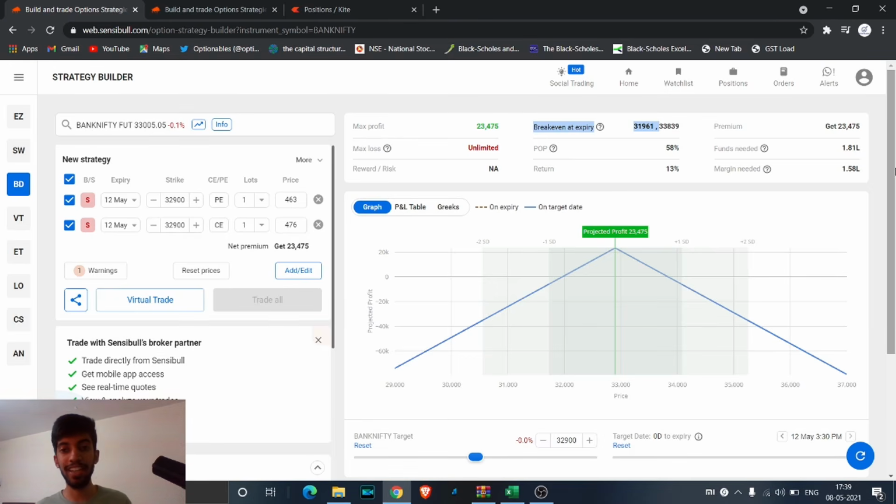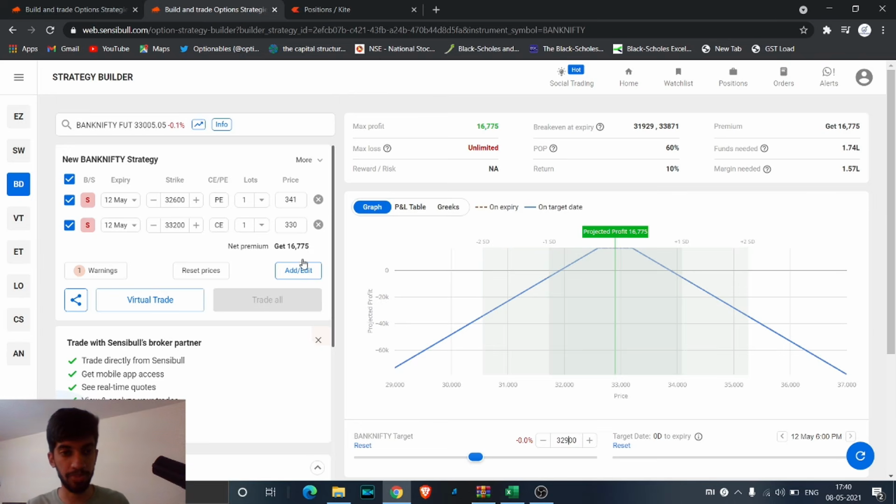Okay, so now welcome to the third part where we are going to explore, in the market neutral based strategy, why is short straddle better than short strangle? So here you can see that I have done a short straddle which I already showed in Sensibull. So I have shorted a 32,900 put as well as 32,900 call. We already discussed how to do a short straddle. Okay, so now we move on.